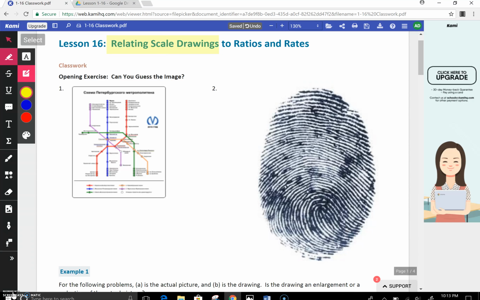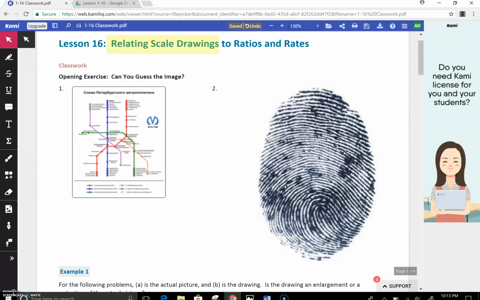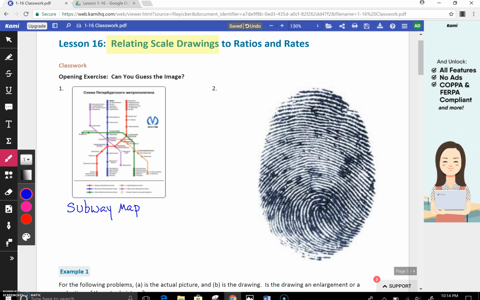And so the opening exercise here just says, can you guess the image? So you've probably been looking at your paper already while I passed these things out and while you were getting logged on, but look at image number 1 and image number 2 and can you guess what they are? Image number 1 is a subway map. So it's on our paper, it's not full size, but it's a subway map. If you look at the second image, it's a fingerprint.